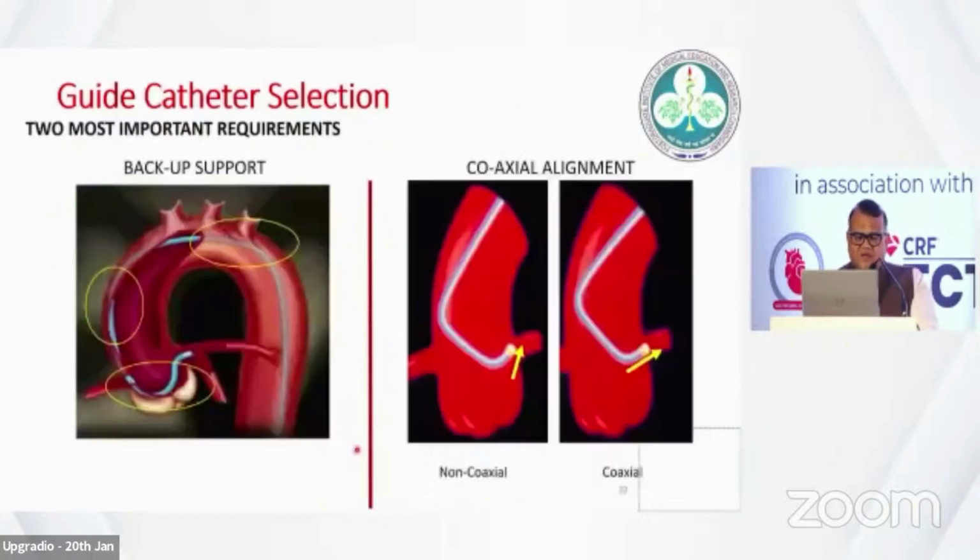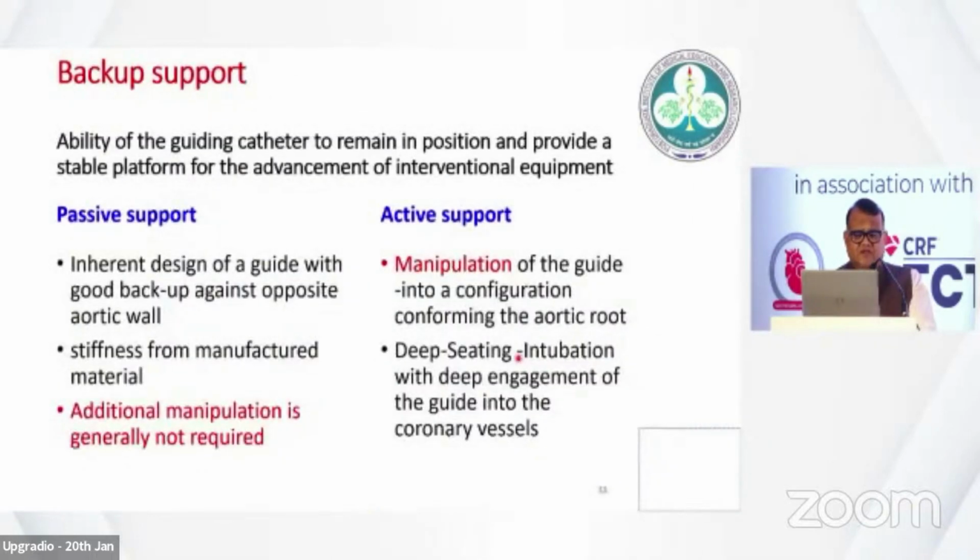And the other thing is the contact area. You do have a support from the opposite wall of the aorta, from the sinuses and from the aortic arch. And this is a very important thing that you have to have a coaxial alignment whenever you do cannulate the coronary. Otherwise, there is a risk to have a dissection and complication during the percutaneous intervention.